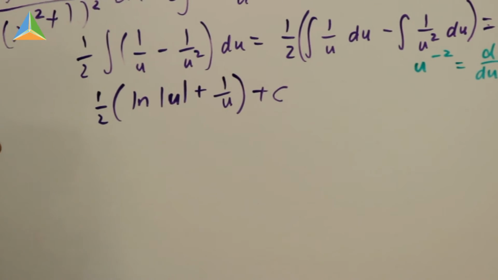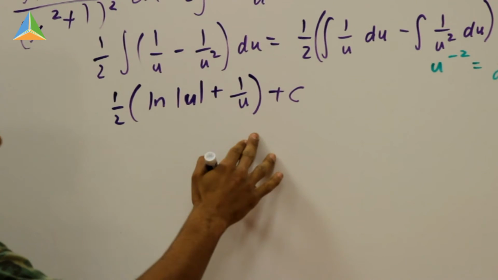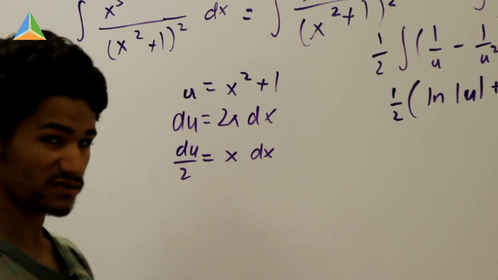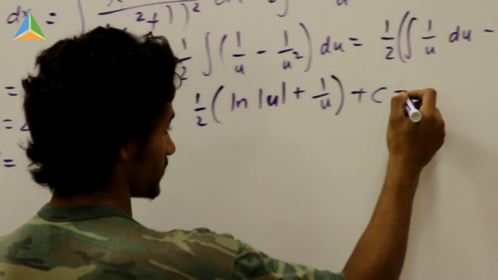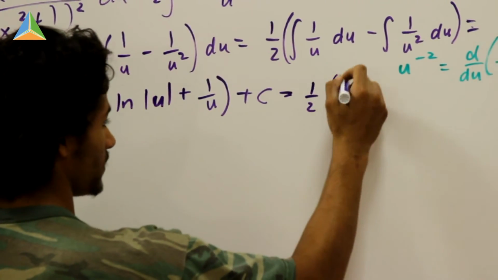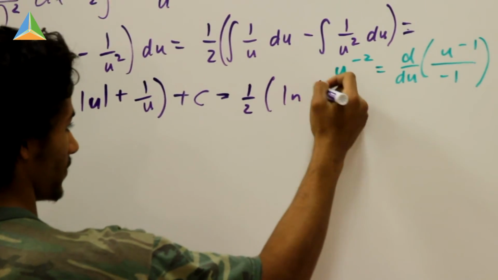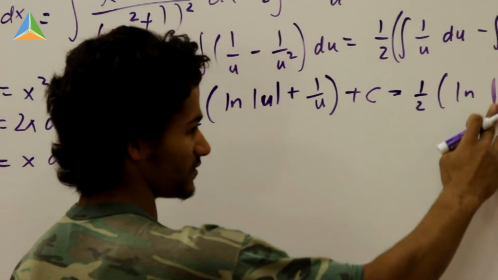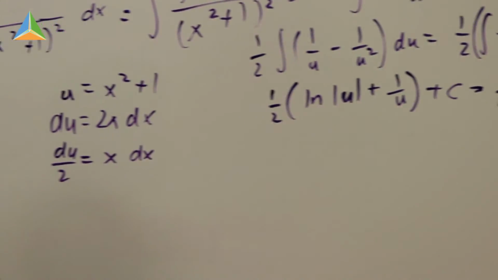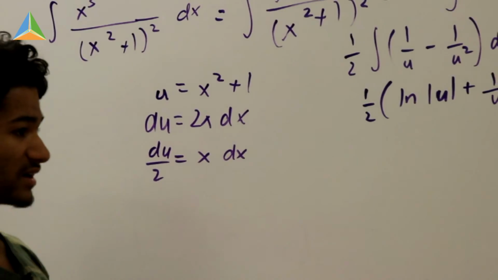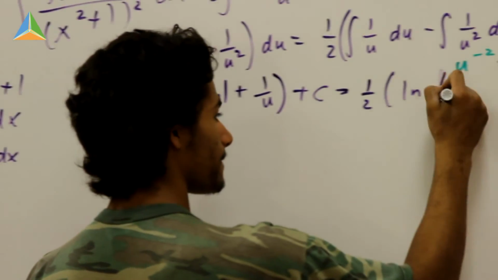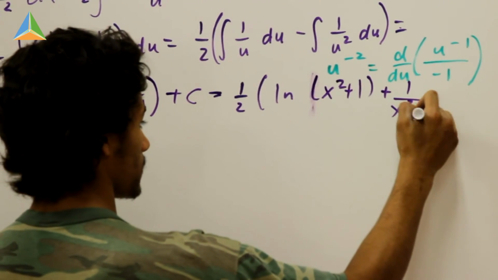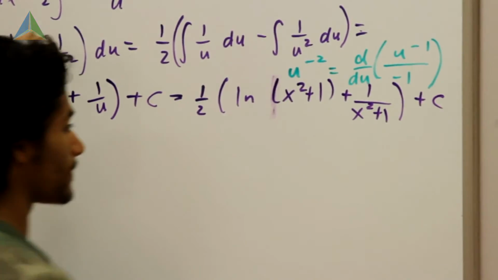But we're not done. This is not our exact answer. We have to plug back in u equals this function of x. So our final answer is 1/2 natural log of absolute, well, I can ignore the absolute value function here because x squared plus 1 is never 0 and it's never negative. And we're done.